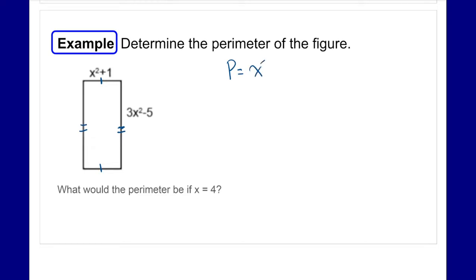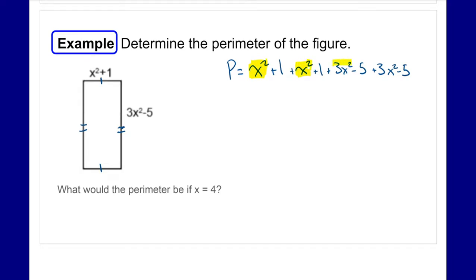I'm just going to write out all the sides. So x squared plus 1 plus x squared plus 1, because there's 2 of them, plus 3x squared minus 5 plus 3x squared minus 5. Again, I've written out my expression. I'm going to go through and collect my like terms. I have x squared that I can add with x squared.